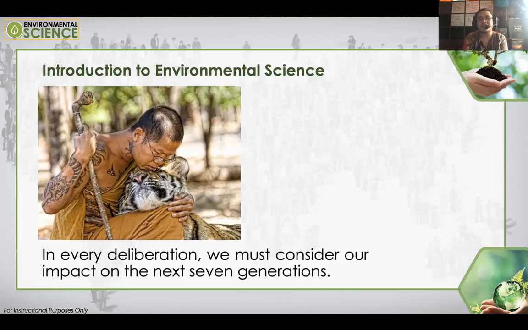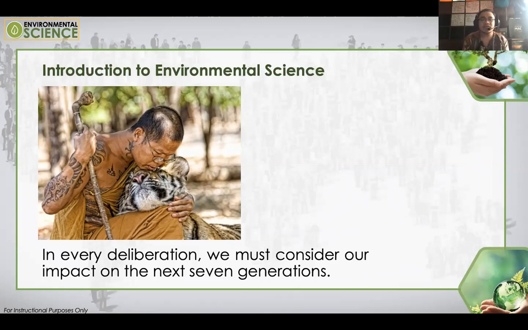Introduction to environmental science. What you can see in front of you in the slide is a monk hugging a tiger. May line na nakasulat sa baba saying that in every deliberation, we must consider our impact on the next 7 generations. What do we mean by next 7 generations? The approximation of next 7 generations is next 200 years.